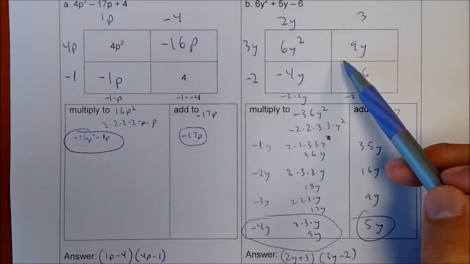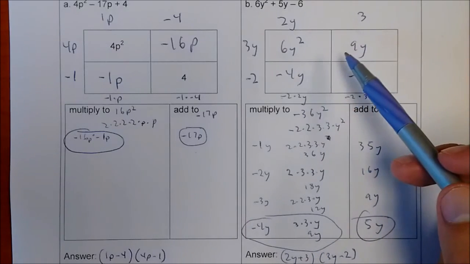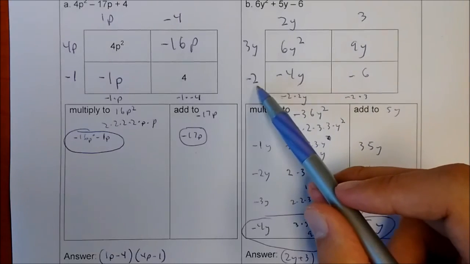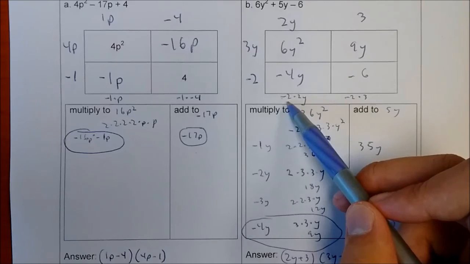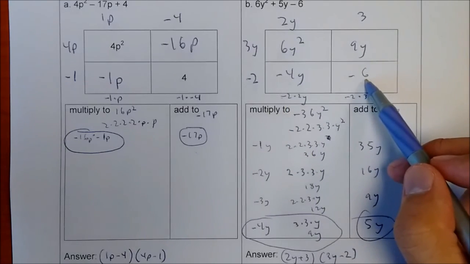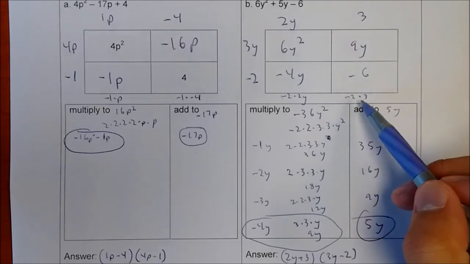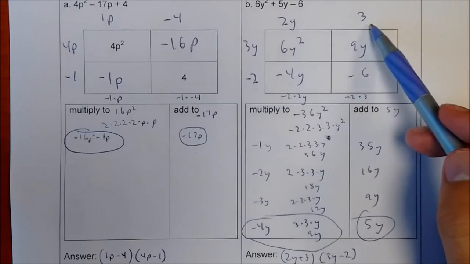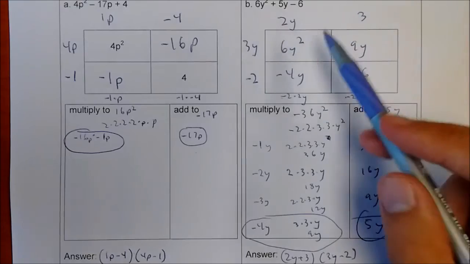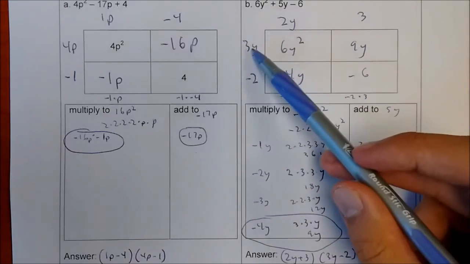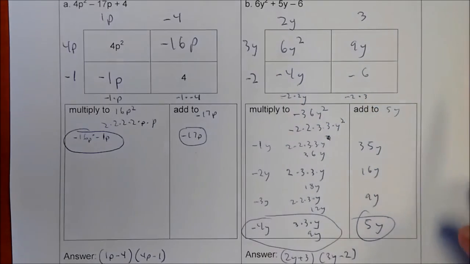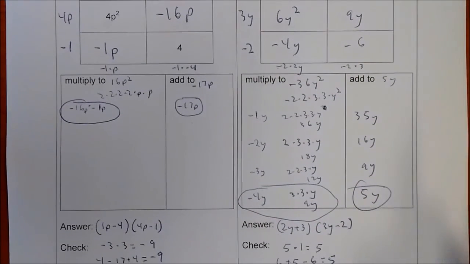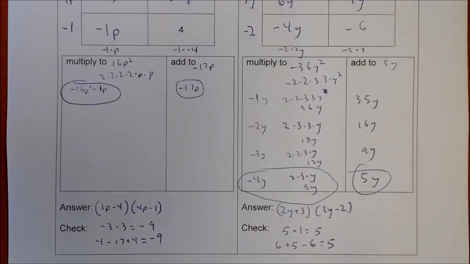So then I plugged them into our area model, and then I factored out a negative 2 on the bottom because negative 4y can be represented as negative 2 times 2y, and negative 6 can be represented as negative 2 times 3, which lets me put a 2y at the top here and a 3 at the top right. And then 6y squared is 2y times 3y, and 9y is 3 times 3y. So our pair is going to be 2y plus 3 times 3y minus 2.